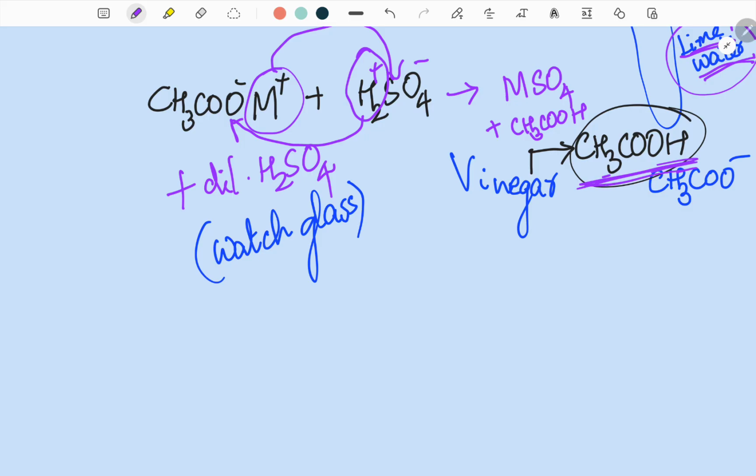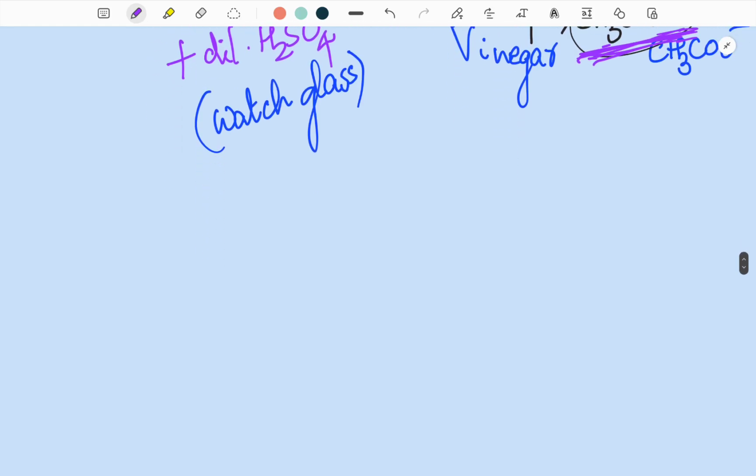And this acetic acid is responsible for the vinegar odor which is being released from the watch glass. And you know that acetic acid is found in vinegar, which is why you are able to get that kind of odor. So that is the chemistry behind this reaction. So now we are done with the group 1 anions. Now we have to go to group 2.